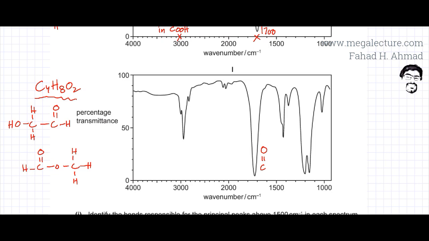So this is also C4H8O2. So these two molecules are not carboxylic acids. So let's try and figure out which of the two molecules this infrared spectrum could relate to.